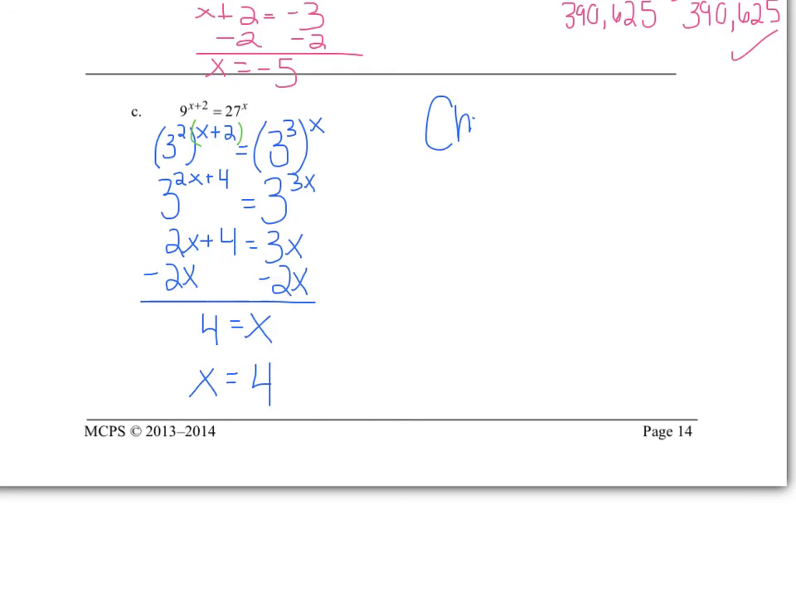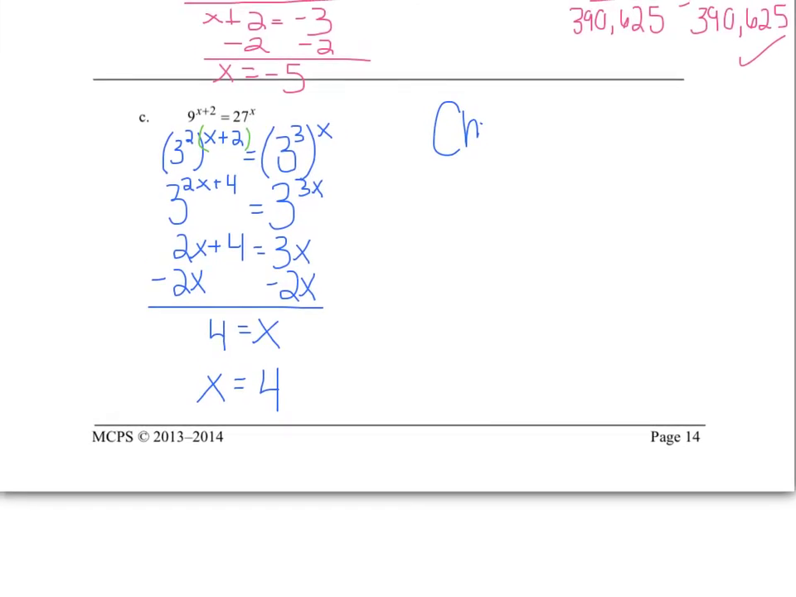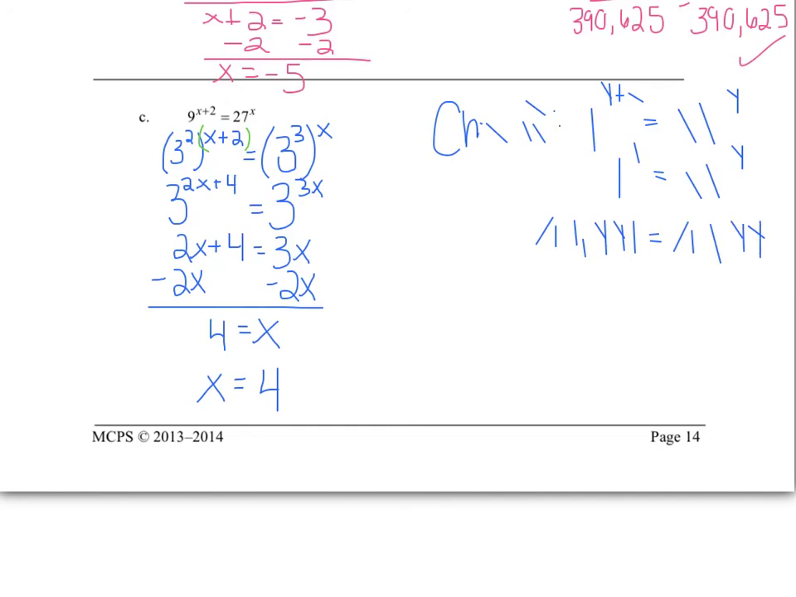Like before, I'm going to check my answer. So I have 9 to the power of 4 plus 2 equals 27 to the power of 4. Well, this is 9 to the 6th power equals 27 to the 4th power. 9 to the 6th power is 531,441, and 27 to the 4th power is 531,441, which means that they both equal each other, which means that I did it correct.